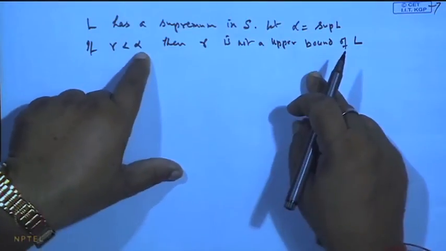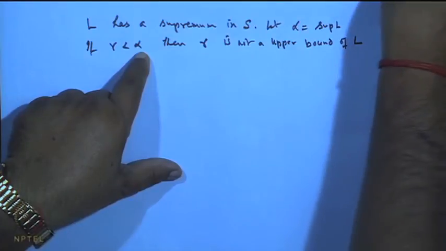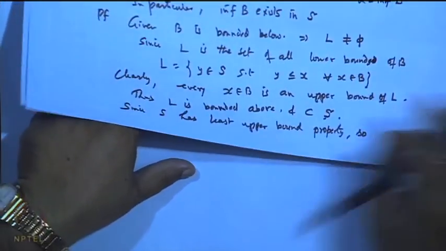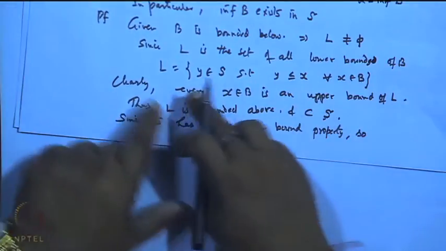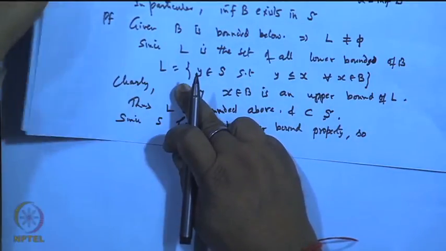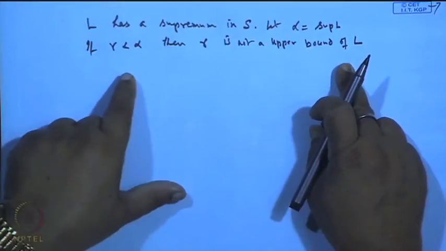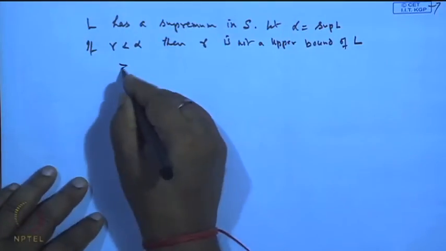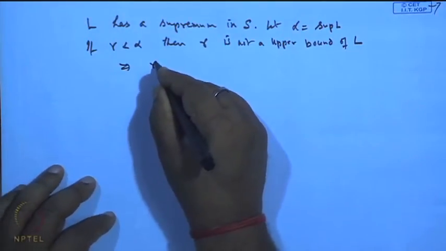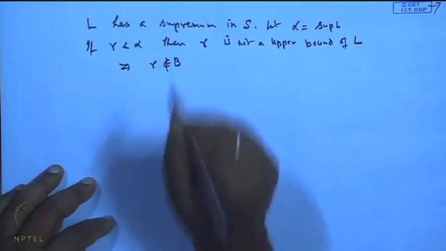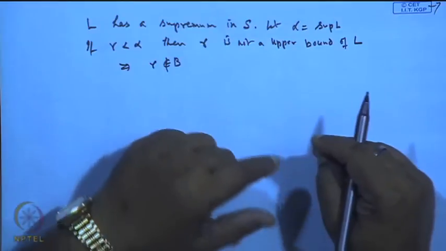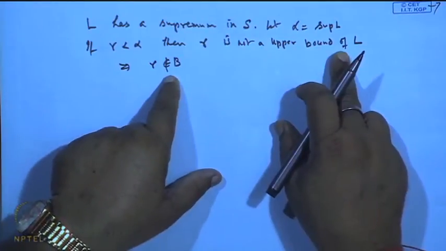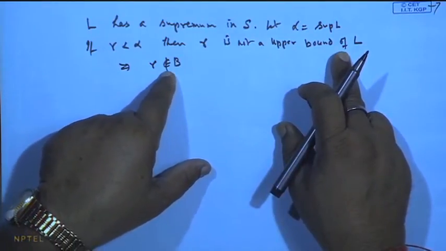Hence, what is our B? B is the set of those points such that every point of it is an upper bound for L, and here gamma is not an upper bound for L. So, obviously, gamma cannot be a point in B, because all the points of B must be upper bounds of L, which we have shown, but gamma is not an upper bound of L, therefore, gamma cannot be a point of B.